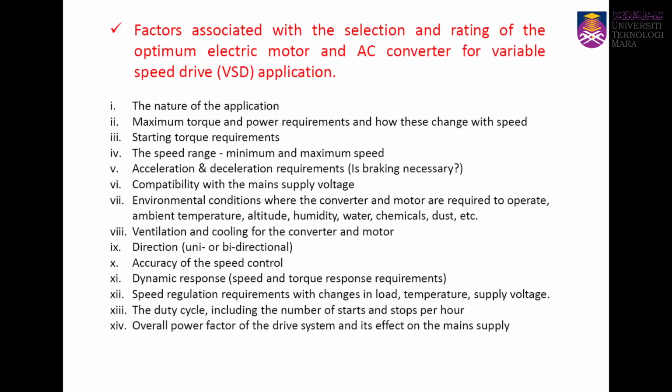Number six, number seven, environmental conditions where the converter and motor are required to operate: ambient temperature, altitude, humidity, water, chemicals, dust, etc. Ventilation and cooling for the converter and motor. Direction: is it going to be unidirectional or bidirectional? So your motor, the rotor, can rotate in both directions. We have to look at that. Accuracy of the speed control: do you really want that accuracy, or do you just not care about the accuracy of the speed? There are some applications that require a very precise speed. Some may not really look into that accuracy, so it depends.